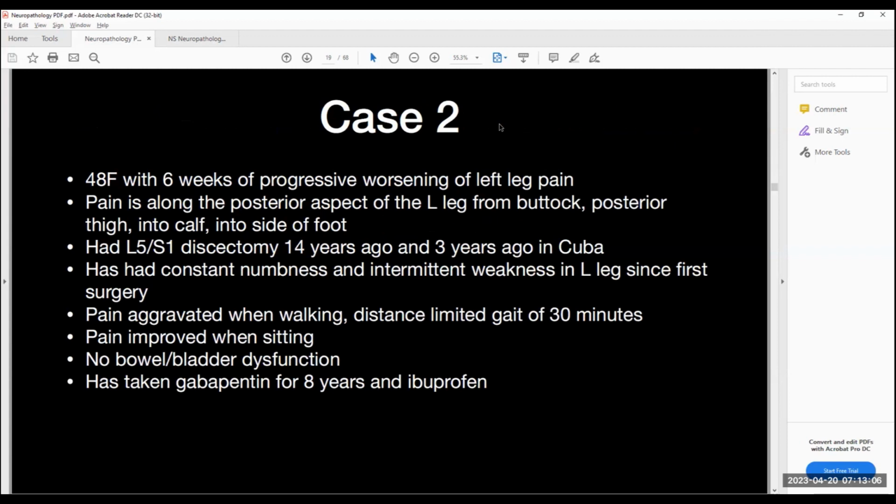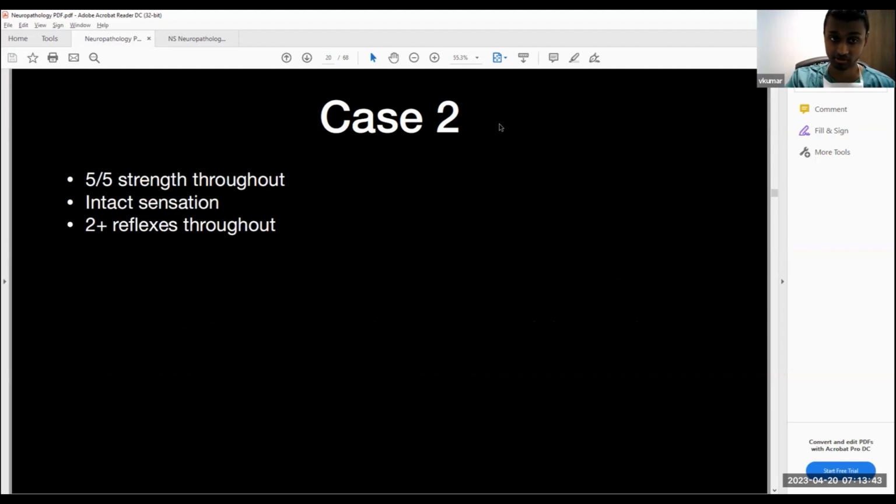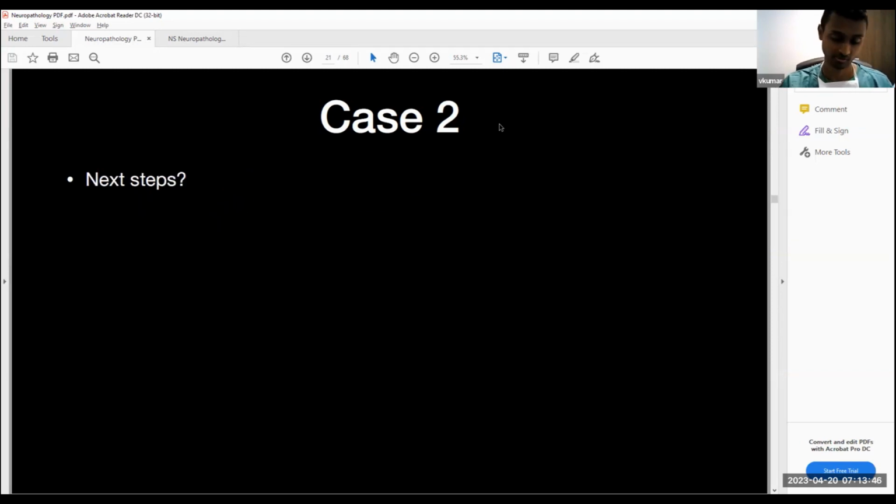Okay, great. So this is a 48-year-old lady with 6 weeks of progressive worsening of the left leg pain. It's along the posterior aspect of the left leg, down from the buttock into the posterior thigh, posterior calf, into the side of the foot. She had an L5-S1 discectomy 14 years ago and then again 3 years ago. Despite this, or maybe because of this, she's had constant numbness and intermittent weakness in the left leg since the first surgery. The pain's worse when walking, limiting her to about 30 minutes, improved with sitting, no bowel or bladder issues. She's taking gabapentin, doesn't really feel like it's giving her much relief. She's neurologically intact on exam. What would you do for your next steps?